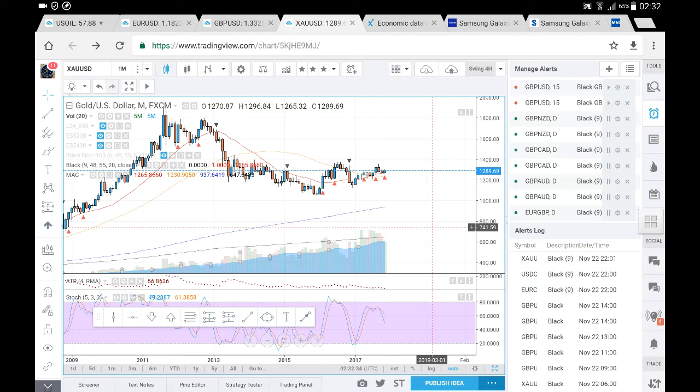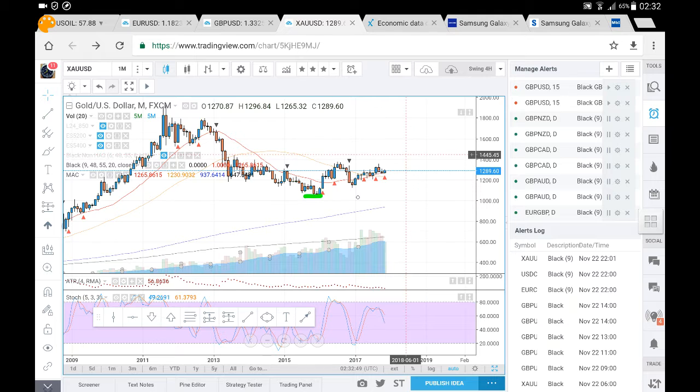So this is the gold end of day buy analysis. Gold, also termed the XAUUSD. So let's have a look on this chart, see if we can find justification for this trade.